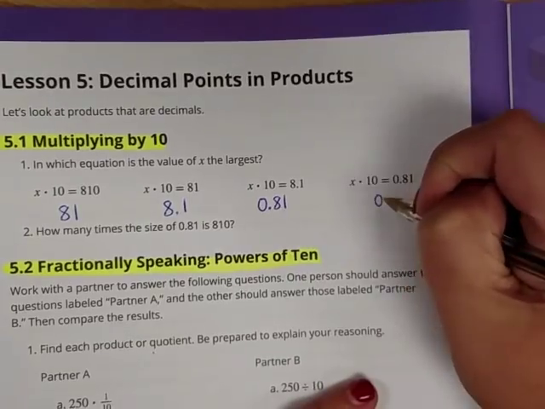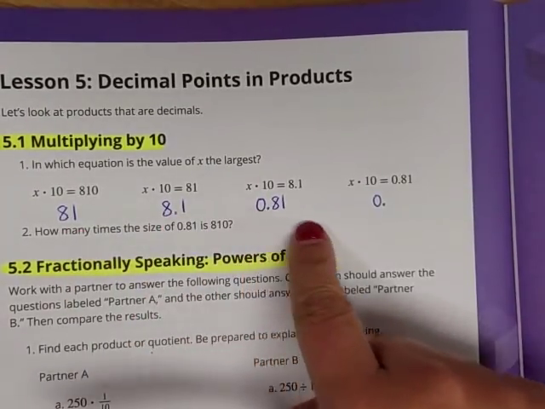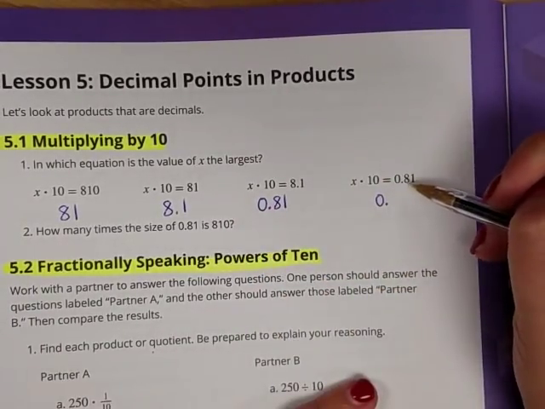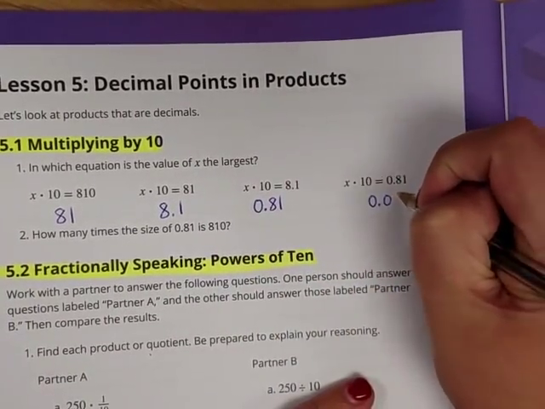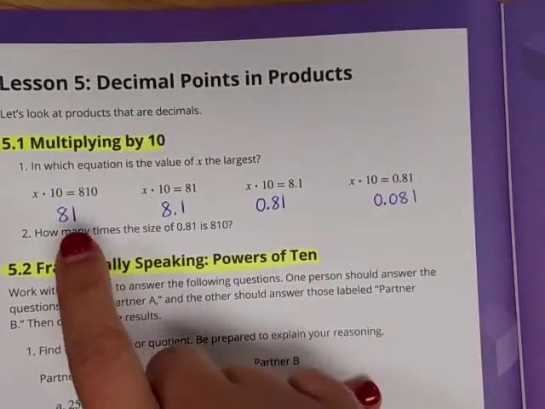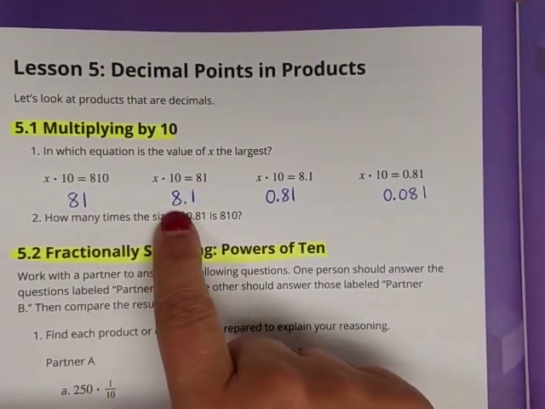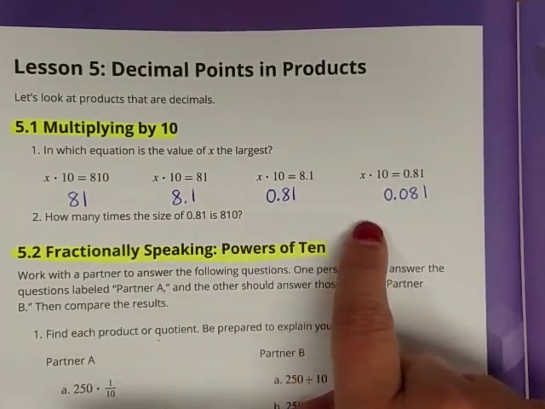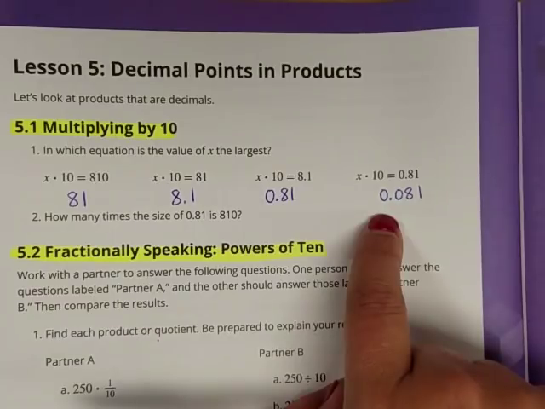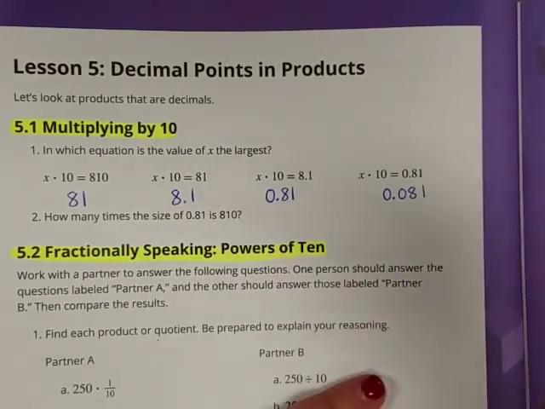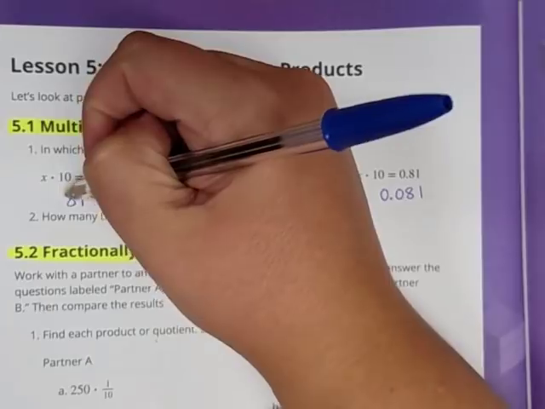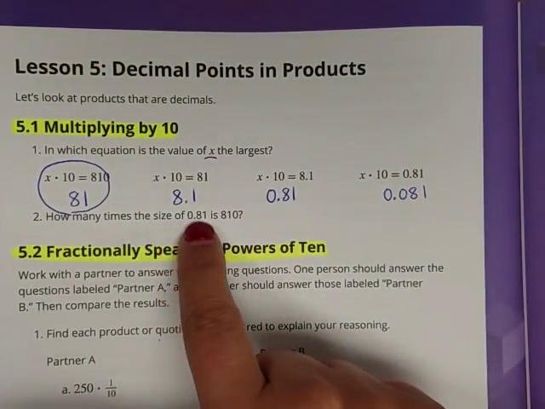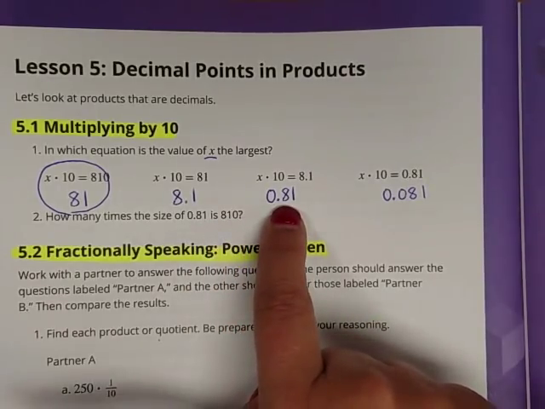And then here, I'm going to go along with the same pattern, where I move the decimal one place over again and get 81 thousandths. So for the first one, 81, the second one, 8 1/10, the third one, 81 hundredths, and the fourth one was 81 thousandths. So which one gave us the largest x value? This first one.